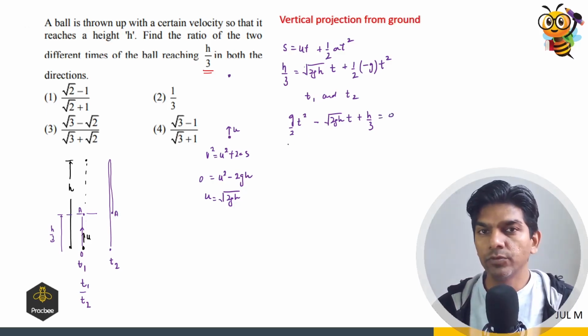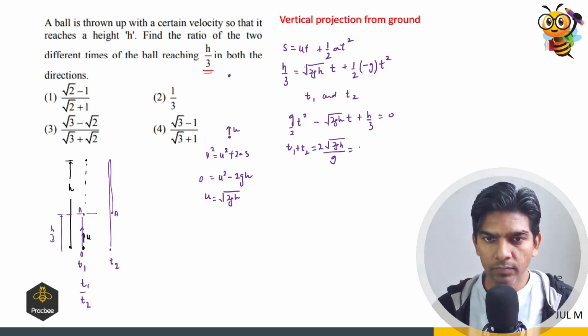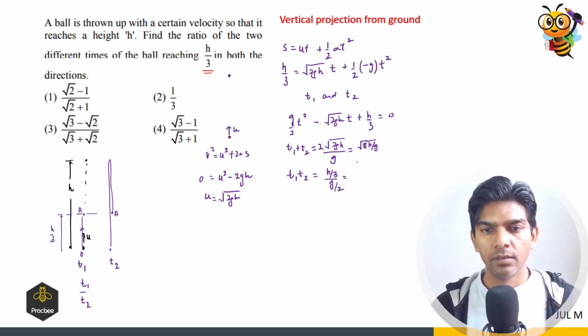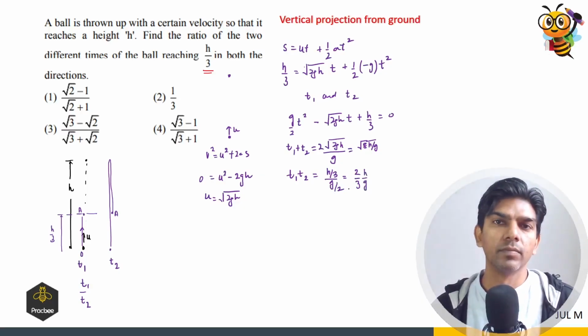So what is the sum of roots? t1 plus t2 will be minus b by a. So we got this, and this can be written as root 8 h by g, right? And if you want to find the product of roots, t1 t2, that will be c by a, so that will be h by 3 divided by g by 2. So it will be 2 by 3 h by g, right?